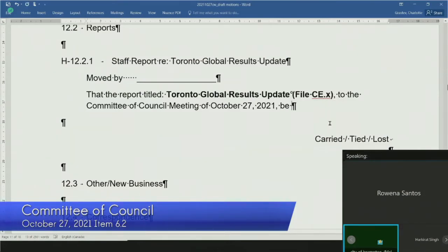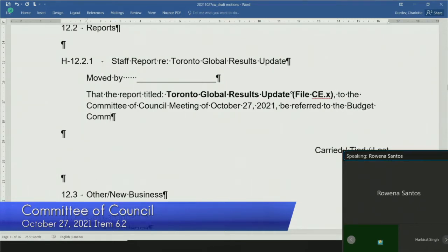Yeah, let's do that. That be referred to Budget Committee. Okay, thank you, Councillor Santos. So we have a referral motion for 12.2.1. I don't see any other questions. Is anybody opposed? Hearing and seeing none, that is referred to budget.